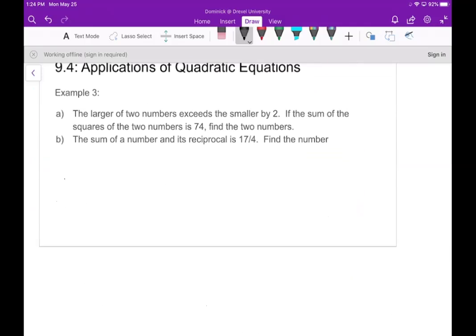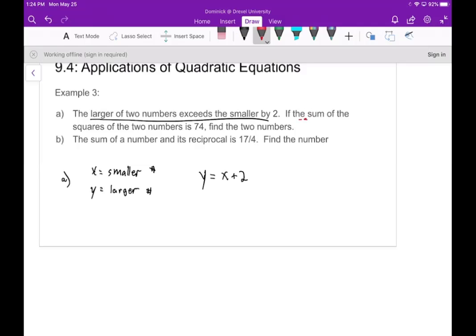So in example 3, we have that the larger of two numbers exceeds the smaller by 2. And if the sum of the squares of the two numbers is 74, we want to find the two numbers. So here we're going to use a system of equations. We know that if we let x equal the smaller number and y equal the larger number, then we can find both of these. So the first sentence tells us that the larger of the two numbers exceeds the smaller by 2. So we know that y is equal to x plus 2. So I take the smaller and I add 2, I get the larger number.